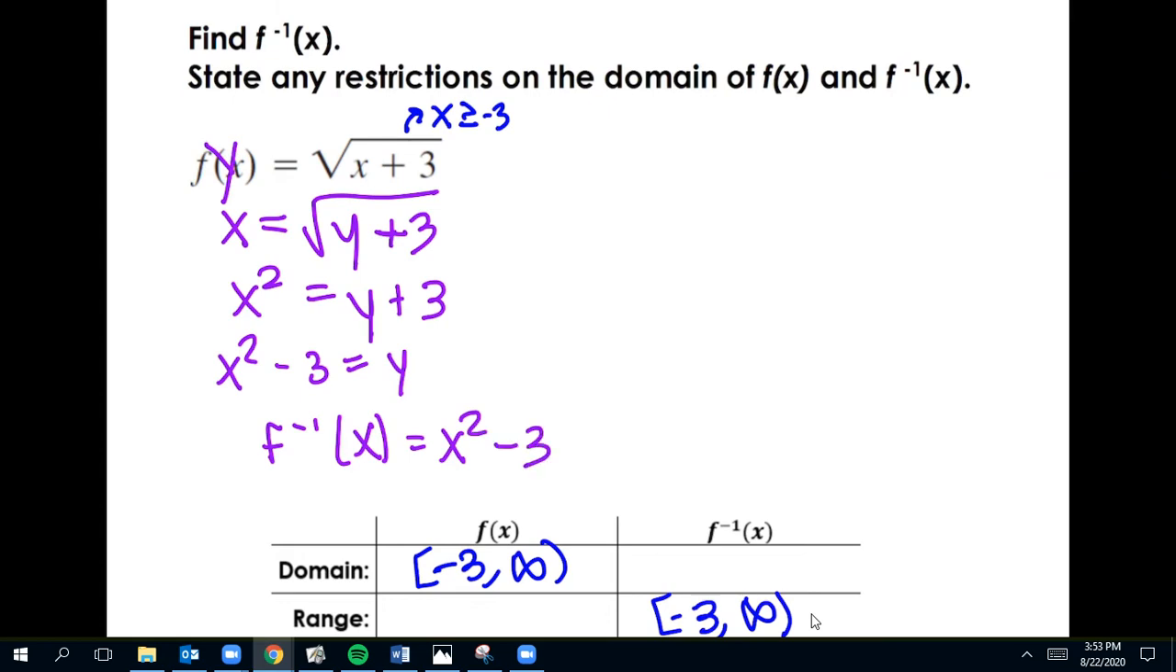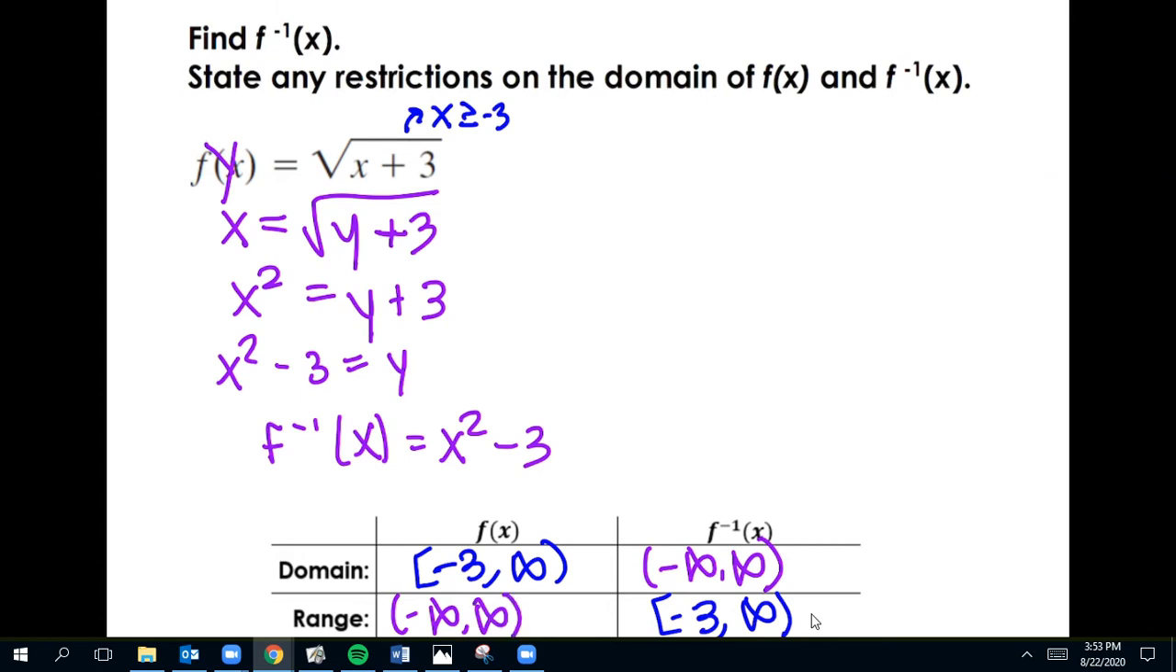Now, what's the domain of x squared minus 3? It's a quadratic. The domain is all real numbers because we can put anything in. And so what I'm going to do right now is go ahead and fill that in.